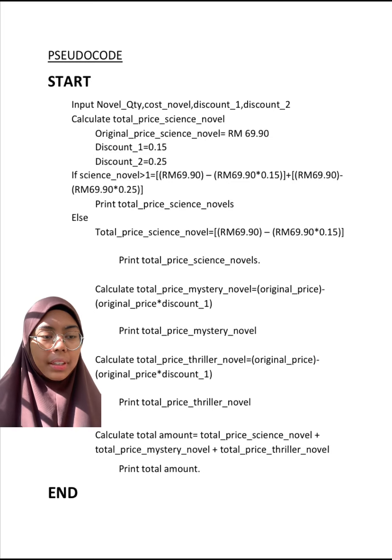Then to calculate the thriller and the mystery novel, it is their original price minus the original price times discount 1. So these two are the same equation but their costs are different. To calculate the amount, we just add all the prices that we have calculated, print the total amount, and end the pseudocode with a bold end.